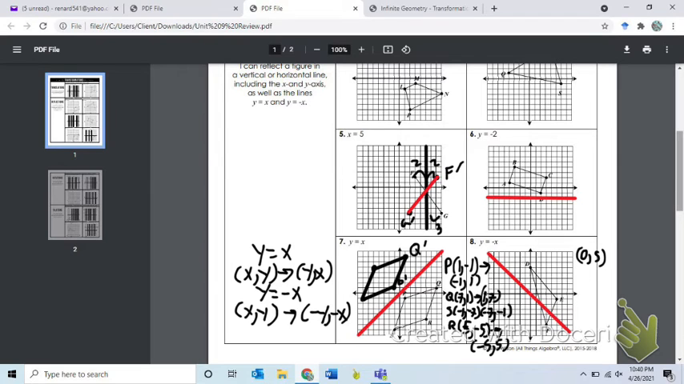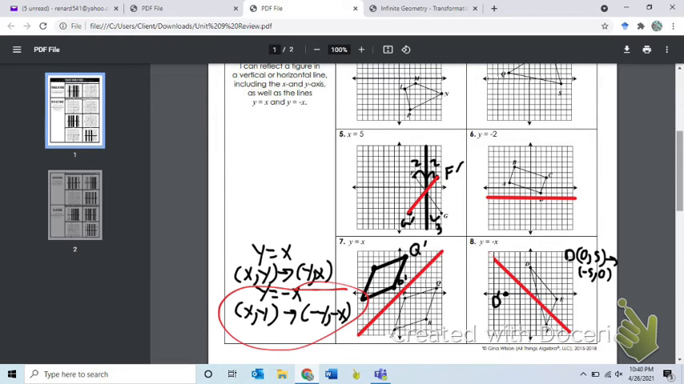So because this is y equals negative x, I want to look back over here and see that (x, y) goes to (negative y, negative x). So we're going to switch the positions, 0 and 5 are going to switch. But instead of just switching it like we did for y equals x, we're going to change the sign on both of them. So E, which was (5, -1), is now going to be (1, -5). See how we switch the positions and the sign?